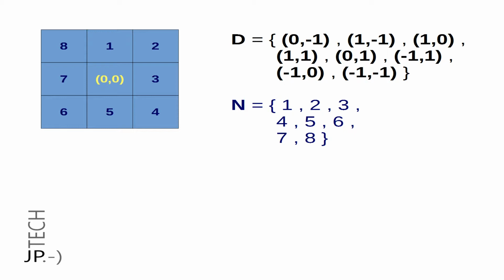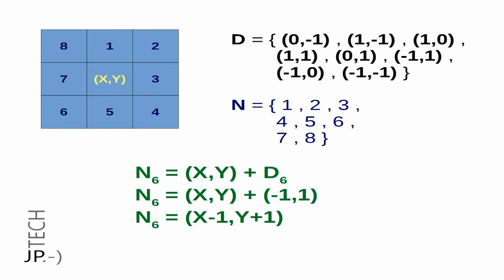This allows us to locate all of the neighbors for any given cell simply by enumerating the neighbors and substituting the vector in D corresponding to that neighbor. For example, our 6th neighbor is equal to our xy location plus element 6 out of D. We substitute D and then add. So neighbor 6 is at x minus 1, y plus 1.